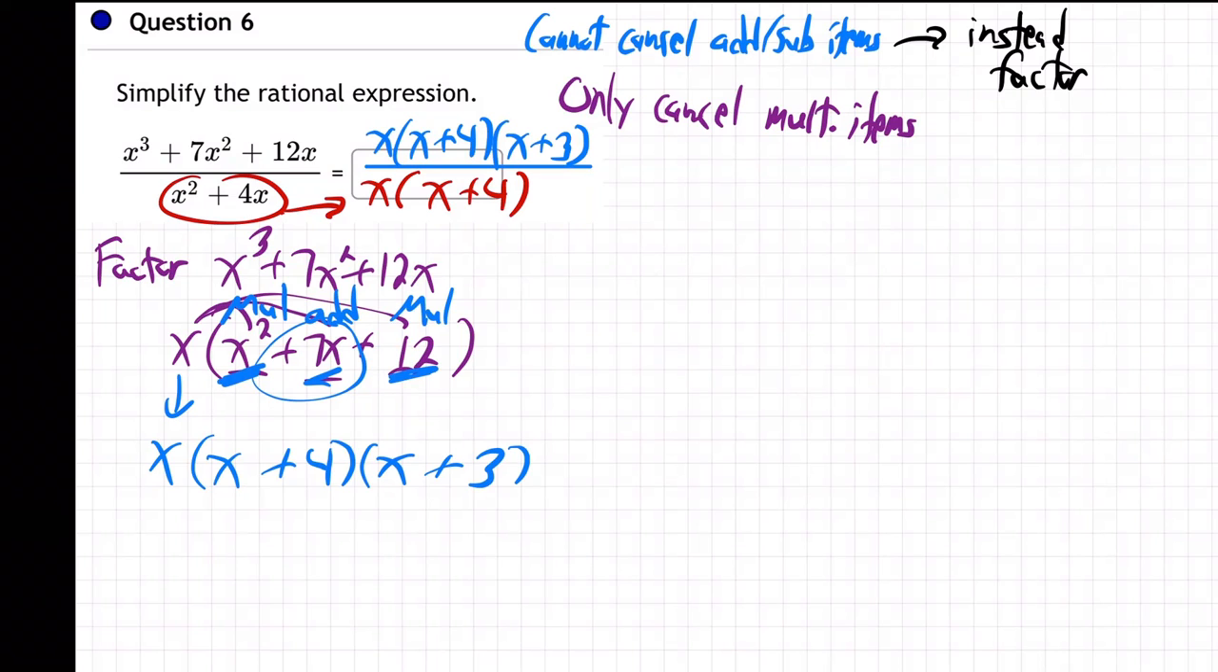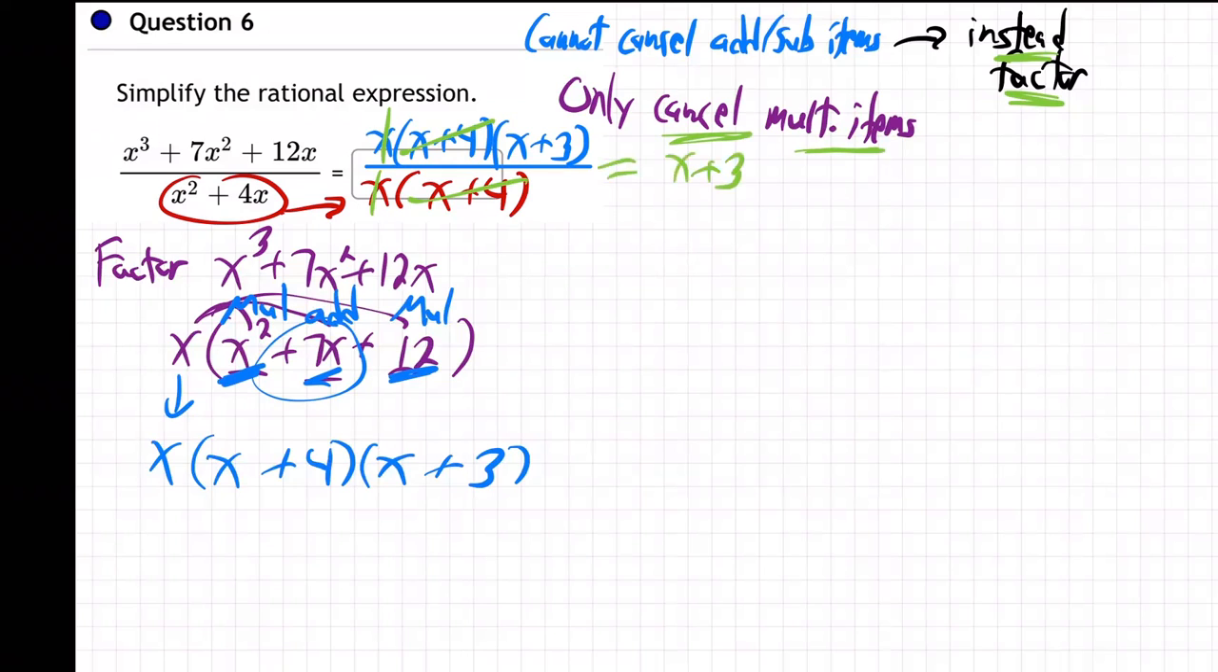And now we can cancel. So x cancels x, that's okay to do. And x plus 4 cancels x plus 4. Why is that okay to do? Because those are multiplied items now. Now that we have factored, what happens when you factor something? You change it to become multiplied items. And once it's multiplied items, you can cancel. And so what are we left with?